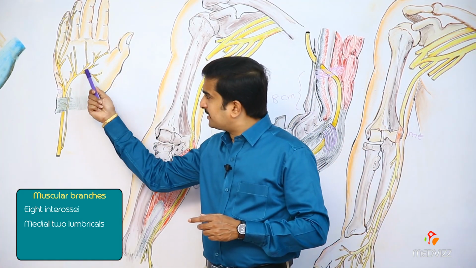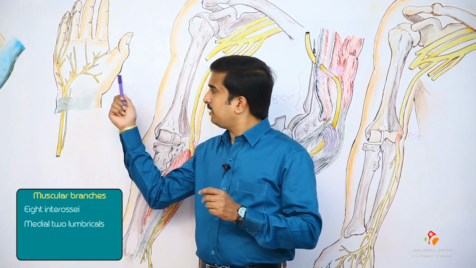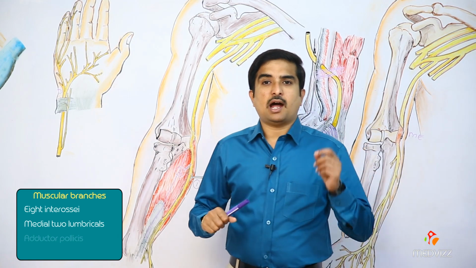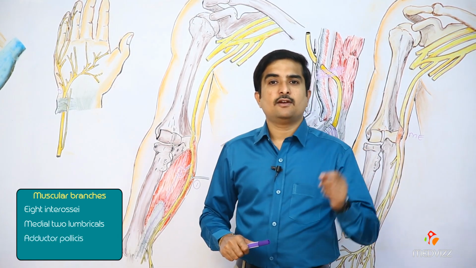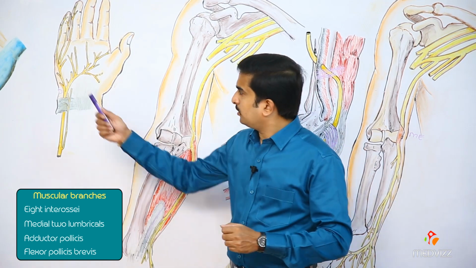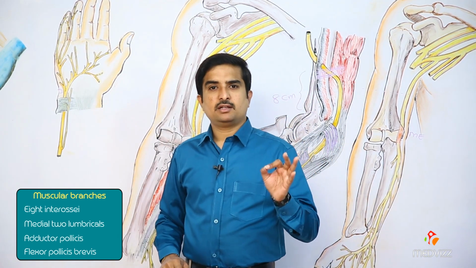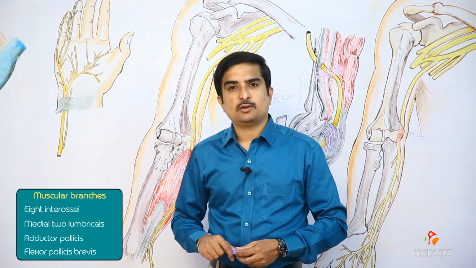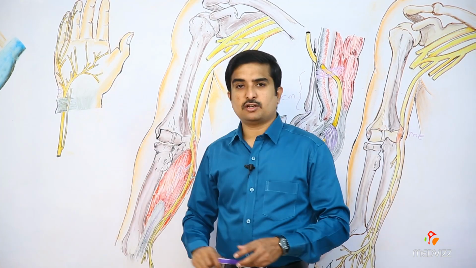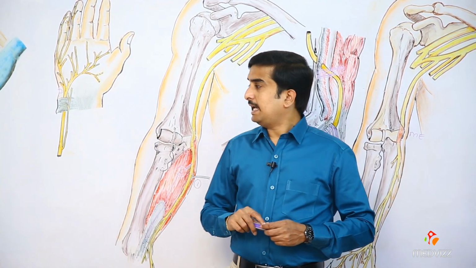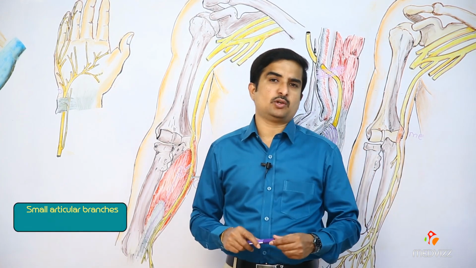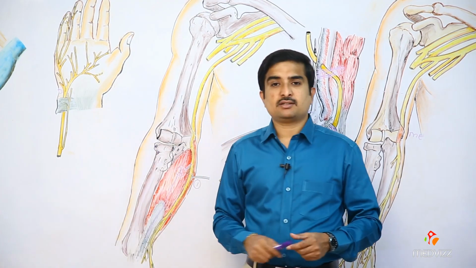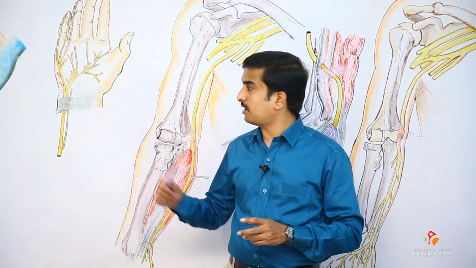And finally, as you can see in this arch, it terminates, right? Where is it terminating? At the thenar area. It terminates by supplying the adductor pollicis and occasionally it also innervates the flexor pollicis brevis. So these are the muscular branches by the deep branch, and it also gives small articular branches to supply the wrist joint. Next is the superficial branch of the ulnar nerve in the hand.